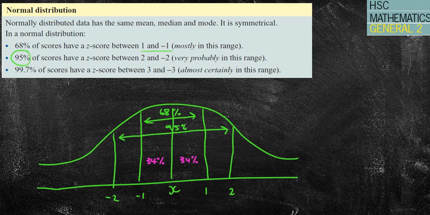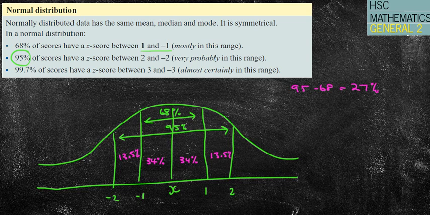Now, if I want to find out what those little individual pieces are, we can do 95 subtract 68. Okay, that leaves us with 27%. Now, if I halve that, because again it's symmetrical, it's evenly distributed, that gives us 13.5% in each of these pieces.